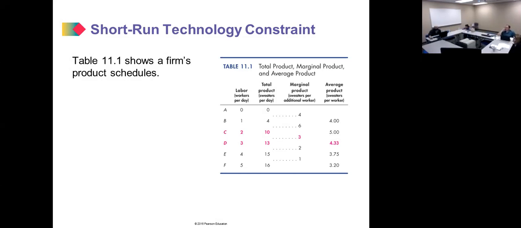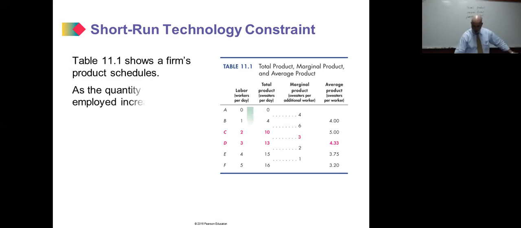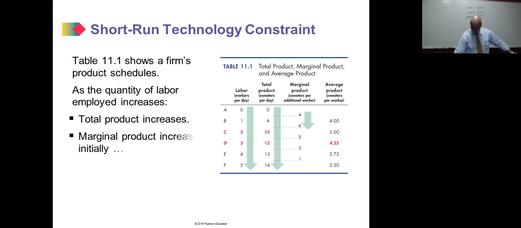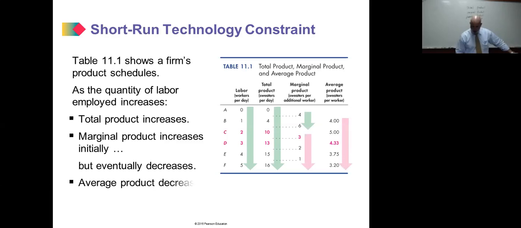You're able to produce more sweaters. Marginal product increases, but eventually decreases. So look, as I add 1 additional unit of labor, notice marginal product is increasing initially. But right here at point C and beyond, we start to see it decrease, and average product decreases as a result.